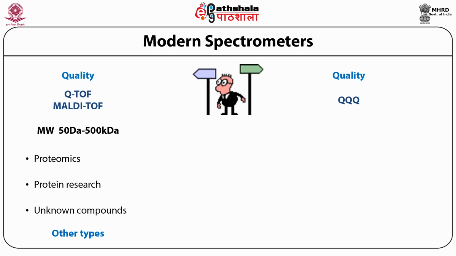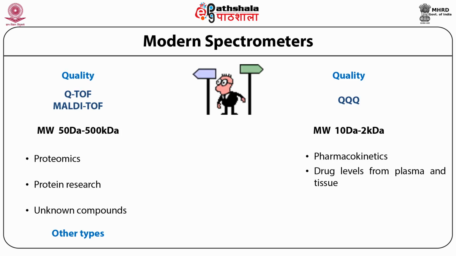Triple quadrupole tandem mass spectroscopy typically operates in the range between 10 Daltons to 2000 Daltons, whereas QTOF instruments work with 50 Daltons to 500 kilodaltons. Therefore, these differ, and triple quadrupole instruments are typically used in pharmacokinetic studies, drug level analysis, environmental pollutants, forensic analysis, therapeutic drug monitoring, and quantitative protein approaches, including metabolomics, lipidomics, and quantitative lipidomics.